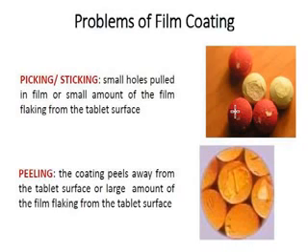Now the first problem is called picking or sticking. Picking or sticking problem of your film is what? Small holes are pulled in the film, or a small amount of film flicking from the tablet surface. It is called picking or sticking. Then another problem is the peeling. The coating peels away from the tablet surface, or a large amount of film flicks from the tablet surface. It means removal of some amount of your coated film from the surface of the tablet. It is called peeling.